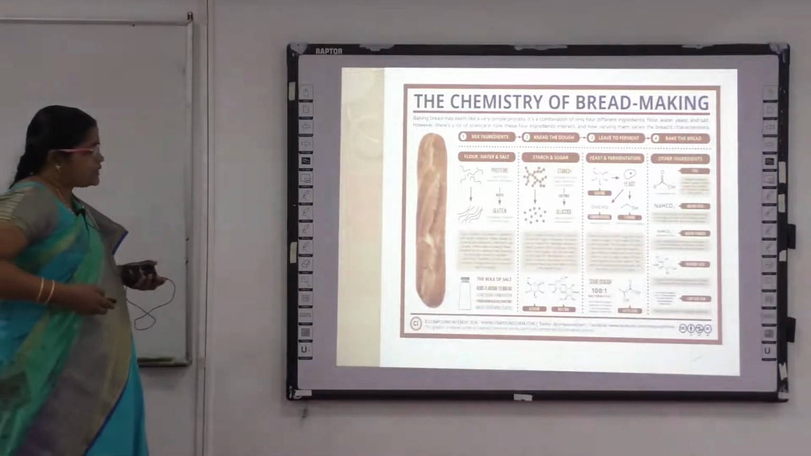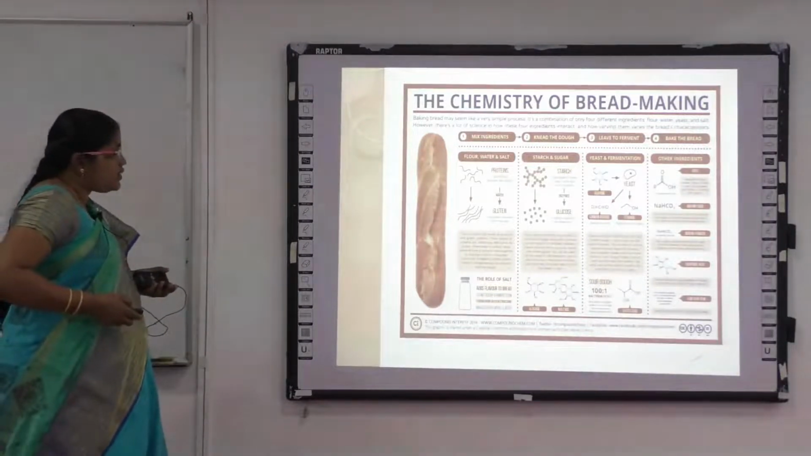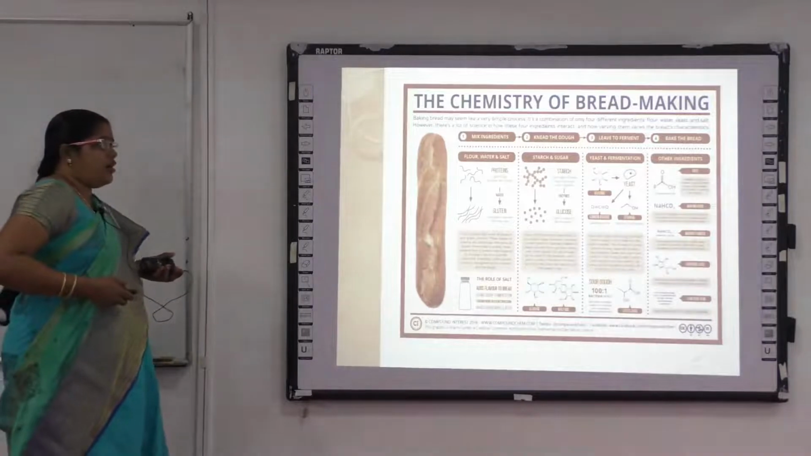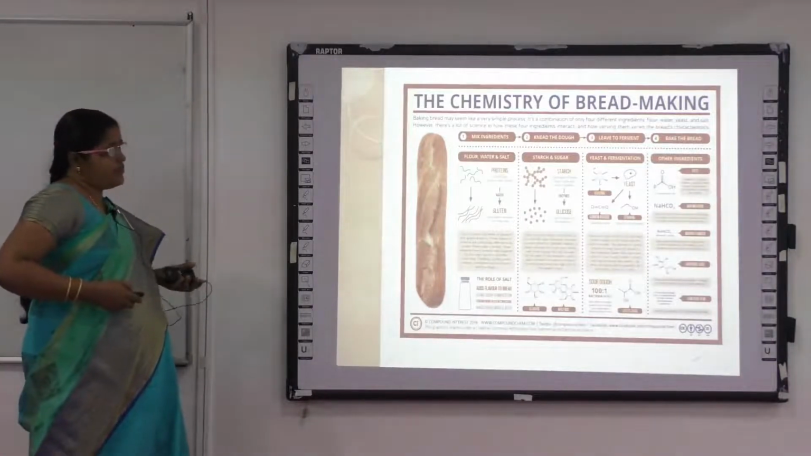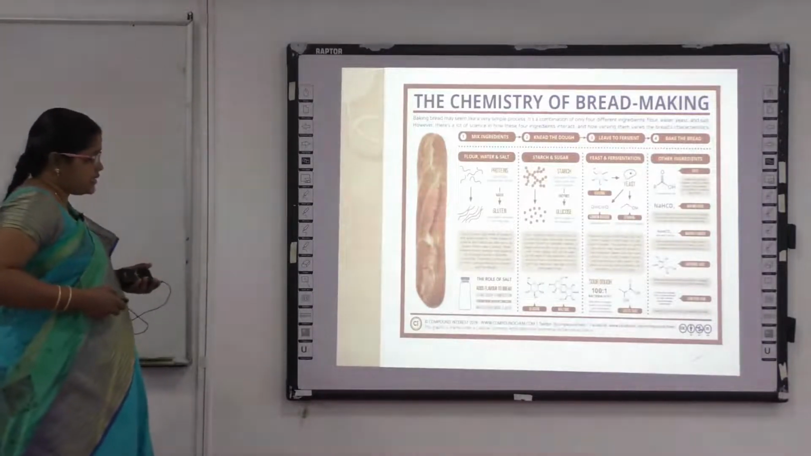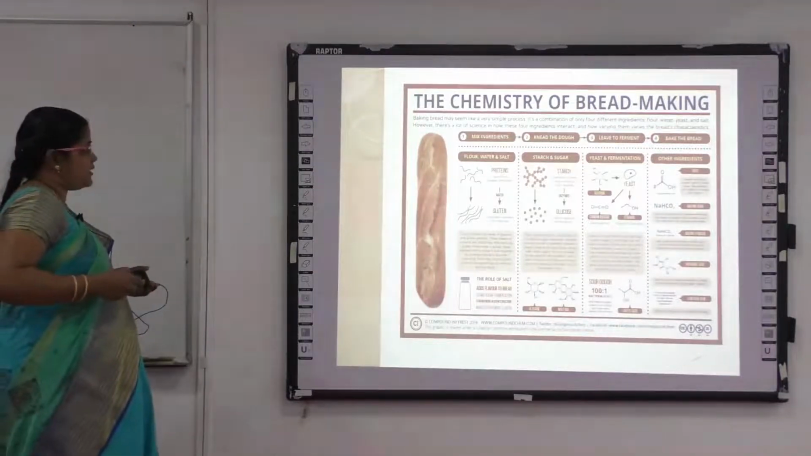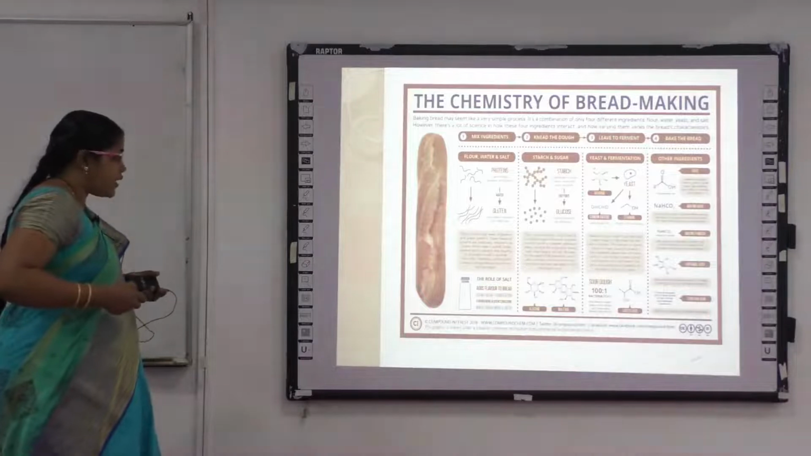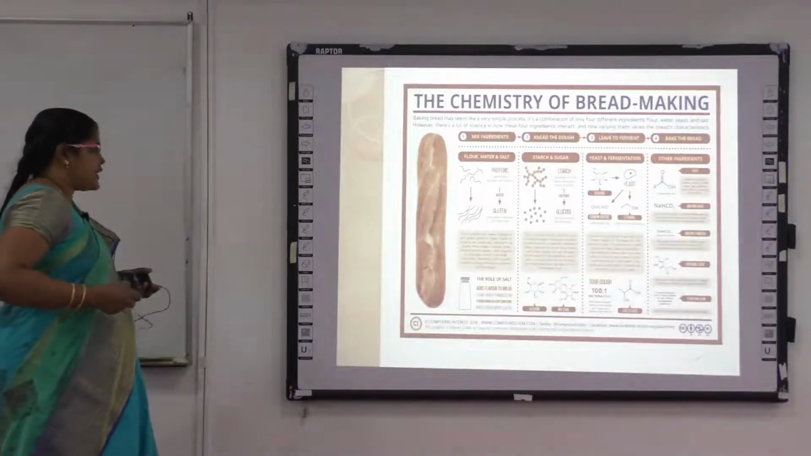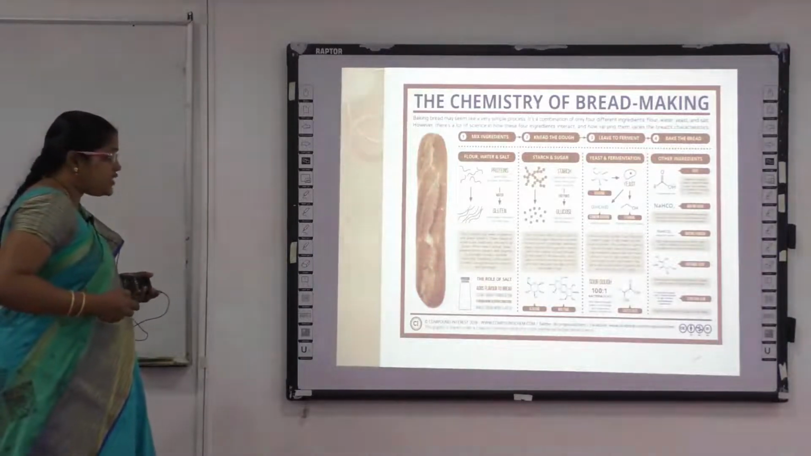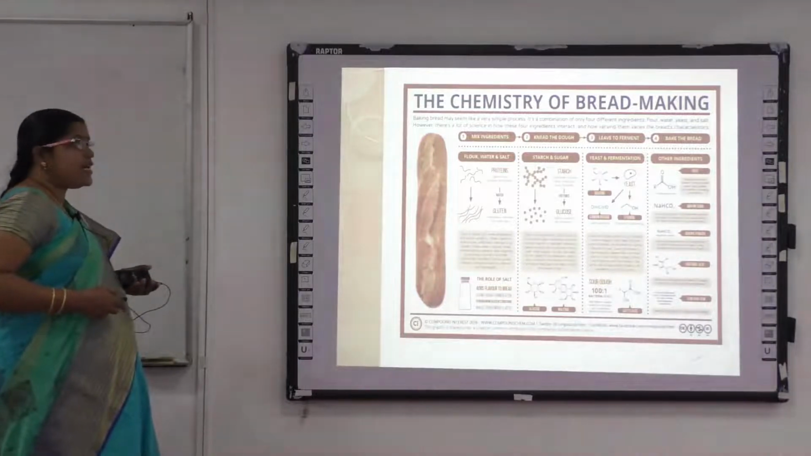Next one is about baking. During baking, there are crust and crumb development. Crust is the outer layer of the bread. The hard brown layer of the bread is called the crust. The soft spongy inner layer is called the crumb.